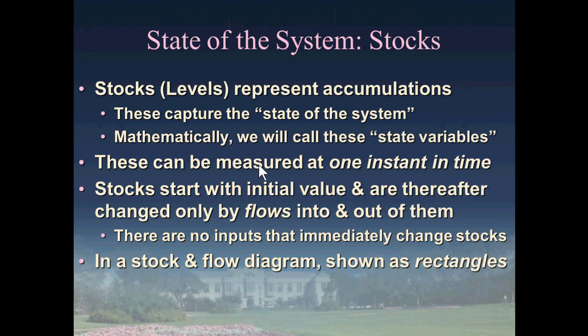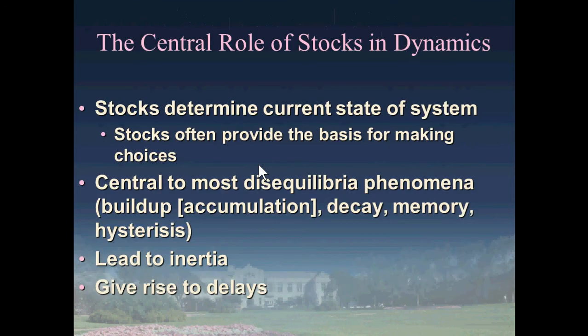If the net flow is greater than zero, they'll be going up. If it's really higher than zero, it'll be going up very quickly, and otherwise more slowly, etc. They're shown as rectangles. So we've just seen those. And stocks are very important because they determine the current state of the system. They're central to many phenomena like memory of a system, decay over time, build-up that we see. And they can lead to inertia in a system.